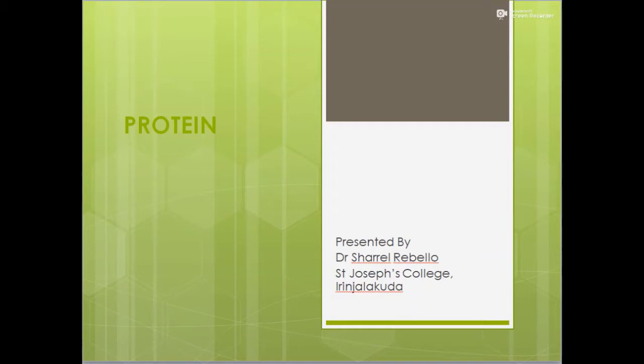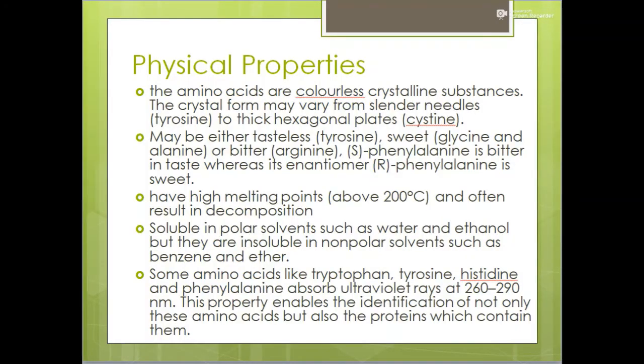In the previous session, we had discussed the different types of amino acids and how amino acids are joined together, resulting in the formation of proteins. Now let's talk about the physical properties of amino acids. Amino acids, as we all know, combine together to form peptides, and the peptides are folded in different ways, resulting in the formation of functional proteins.